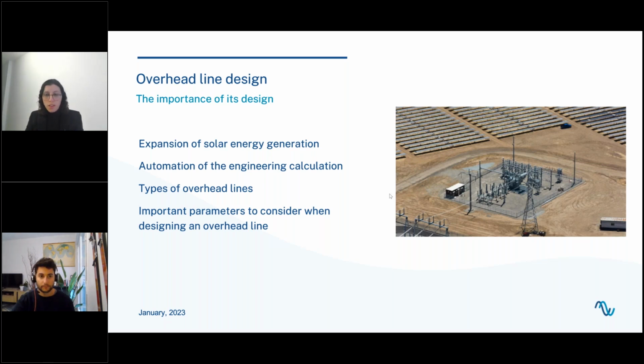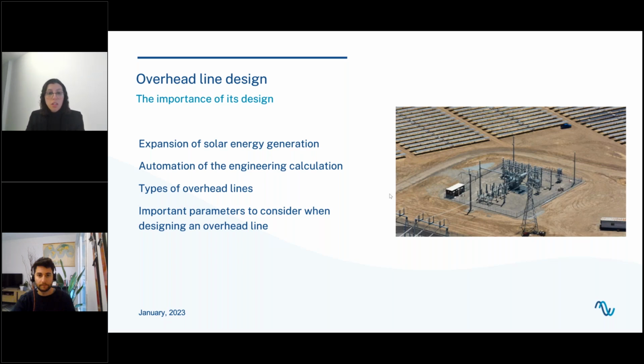As you all know, the expansion of clean energy, specifically solar PV, has seen big growth in the last years, and it will continue to grow. This leads to an expansion of the transmission capacity, and it will expand even further. This expansion of transmission capacity creates the need for optimized infrastructure, such as substations and overhead lines, that allow and help the evacuation of this energy to the point of interconnection.